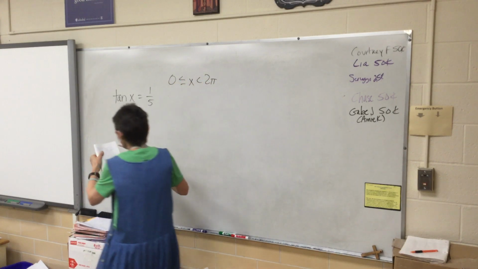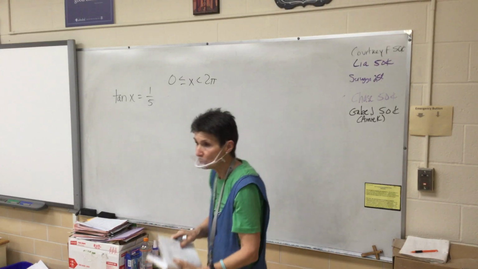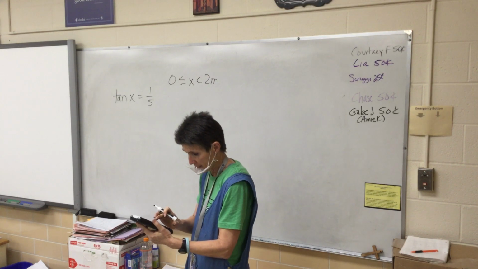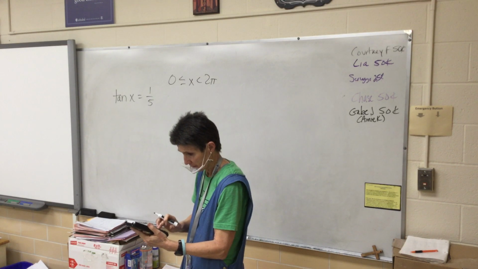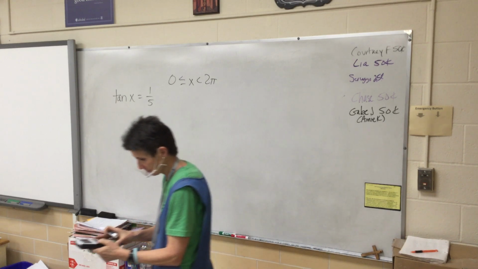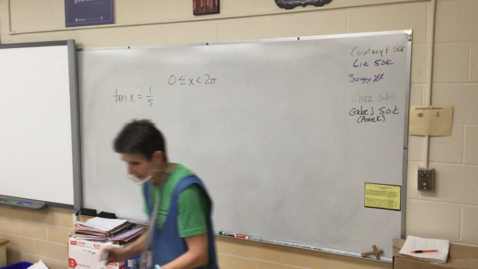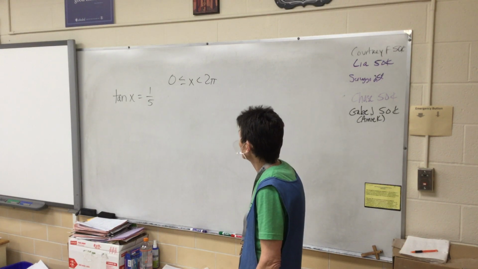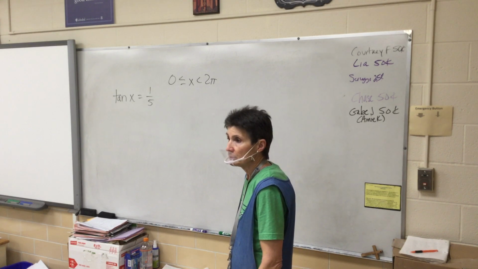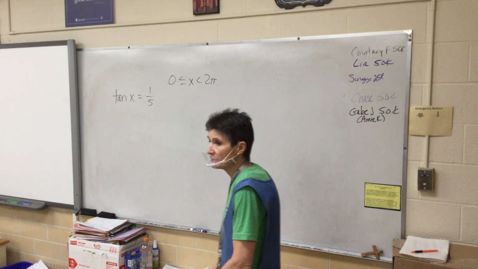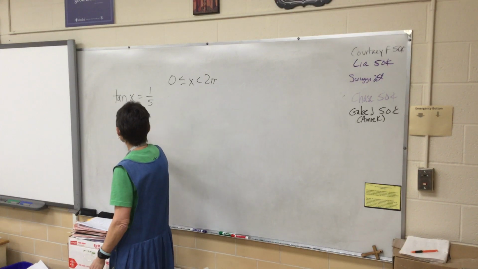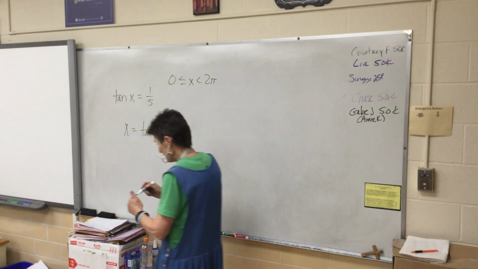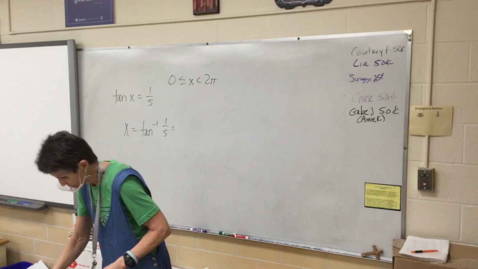I am solving between 0 and 2 pi, which means my calculator needs to be set in radians. Okay? So my calculator is in radians. Alright? So here we go. How do I find the angle on my calculator? Easy. Second tan, or inverse tangent, 1/5. And it is going to give me an answer.